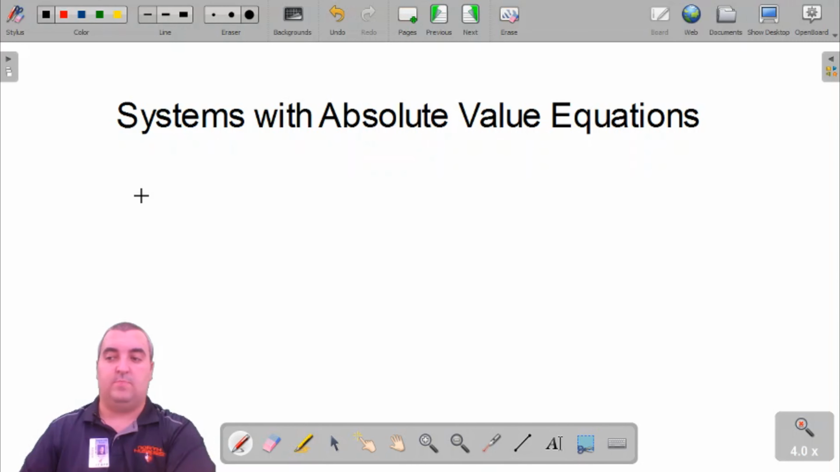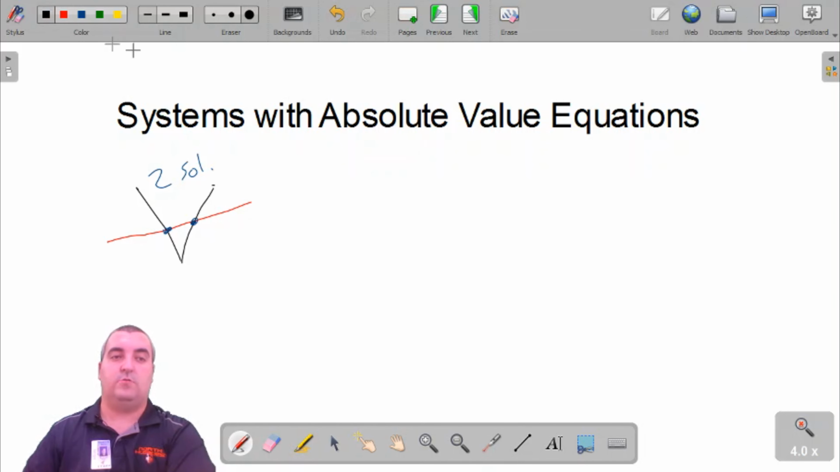So the first one is where we have our absolute value and our linear function and they intersect at two spots. This would have two solutions. Just like before, the intersections are those solutions, so those two coordinate points.